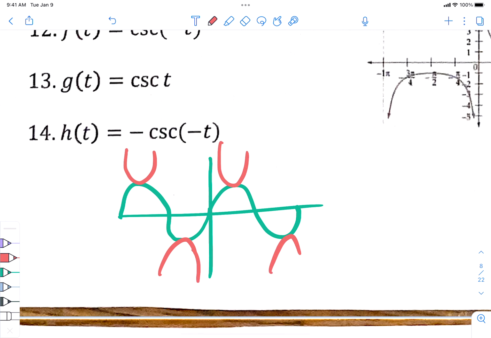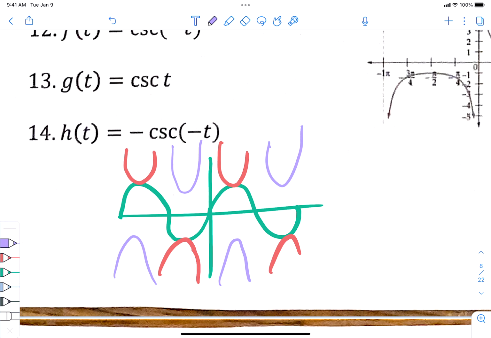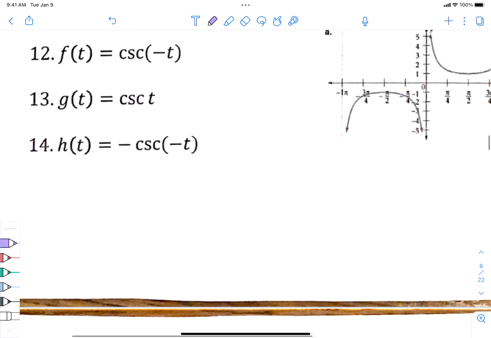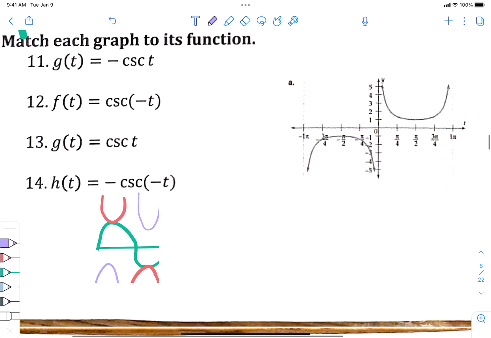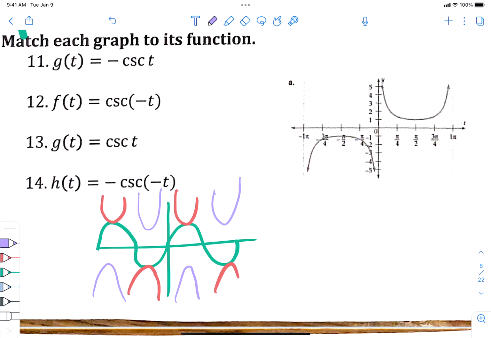If I flip it over the y-axis, it's going to go here, here, here, here, right? That's number 5. But then if I take that and flip it again over the x-axis, it's going to go back to the original, right? Does that make sense? So 14 is A. If you flip it and flip it again, it takes it back to the original function. 13 is also A.